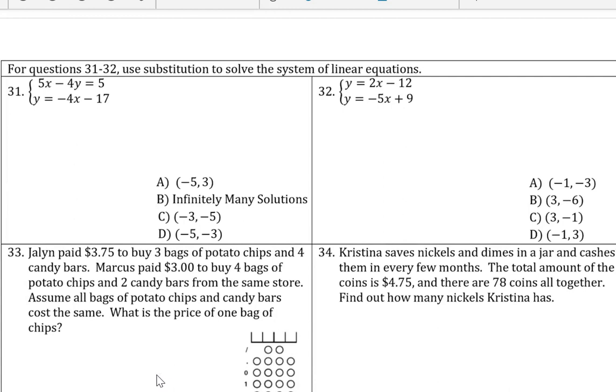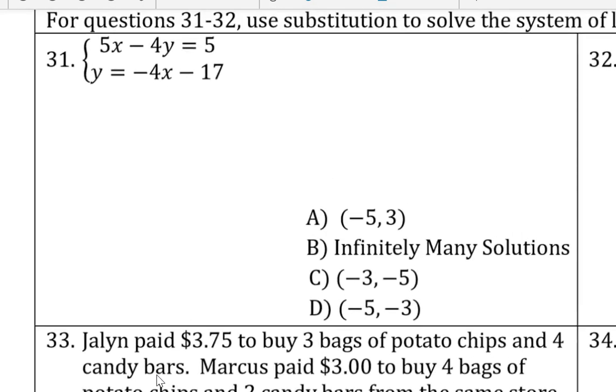Here it's asking us to use substitution, so we can go ahead and plug in. So I have 5x minus 4 times negative 4x minus 17 is equal to 5.